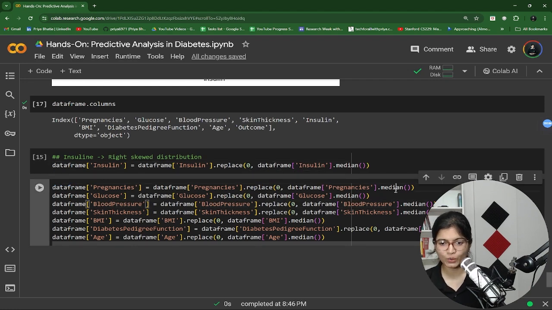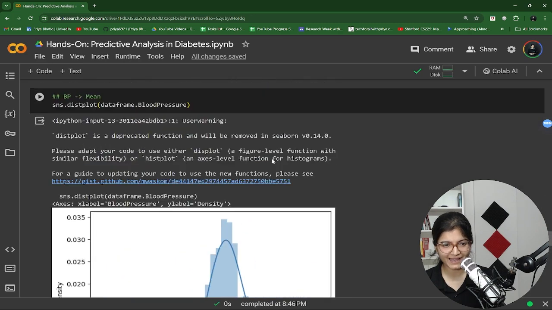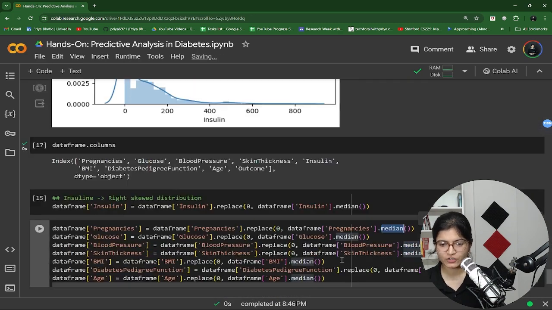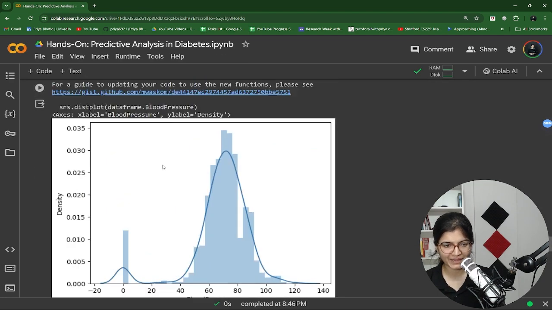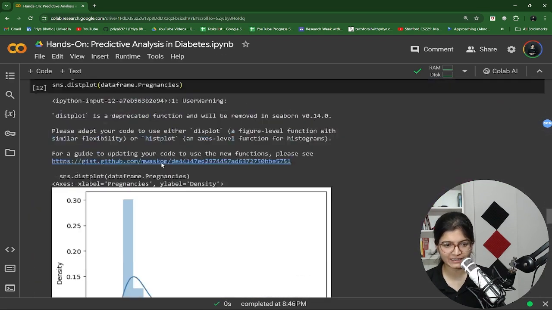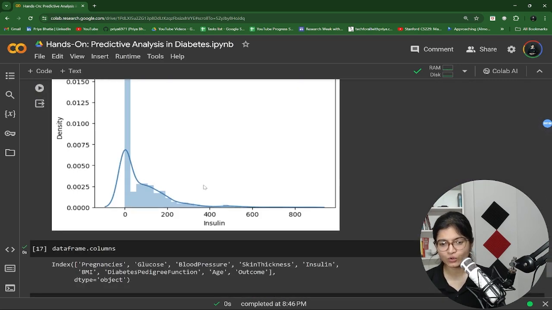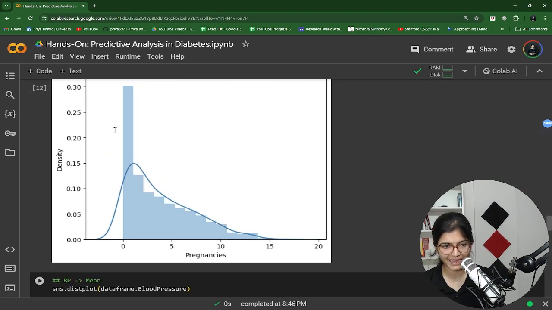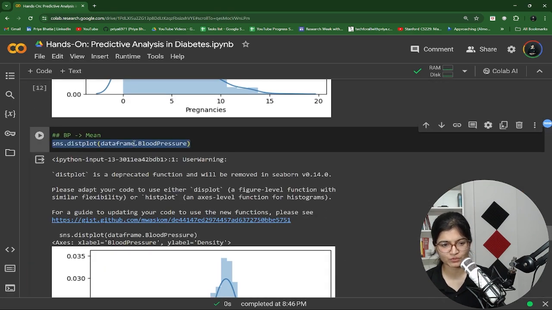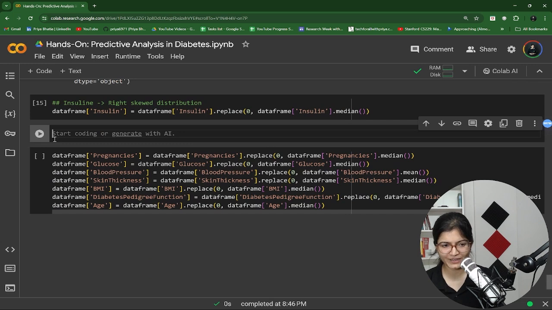The only thing is that it is not median for everyone, right? For example, for BP, I think we have planned to go for mean. So in the case of blood pressure, just mention mean. Similarly, I think for pregnancies we have planned only the median, so you just have to refer to median in this case. Similarly, for glucose, take out some time and check the distribution plot for the pending part. It's very easy, right?